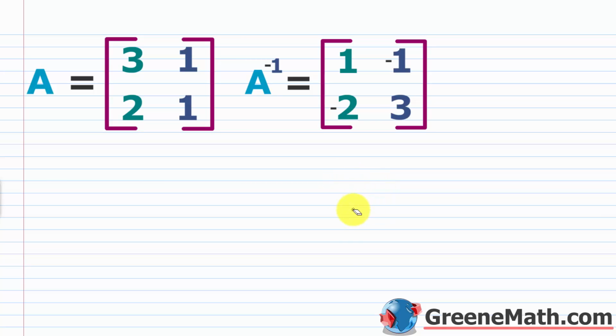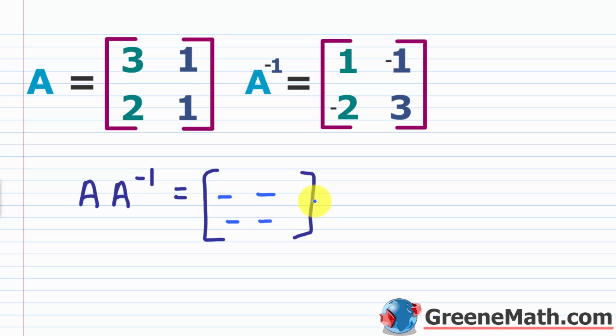So let's crank out A times A inverse, and you could reverse this. You would still get the identity matrix. It wouldn't matter. So what is this going to give me? Let me write this out. I know that it's a 2 by 2 times a 2 by 2, so the answer will be a 2 by 2. So this is row 1, this is row 2, column 1, and column 2. For row 1, column 1, I want this row from the first matrix times this column from the second one.